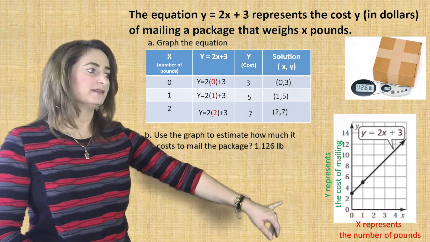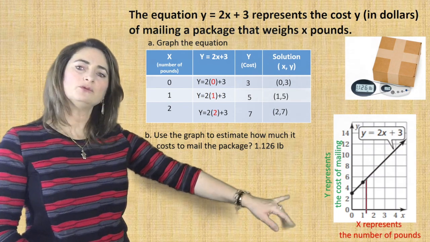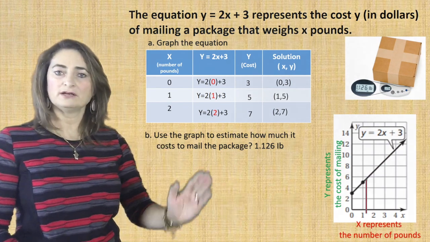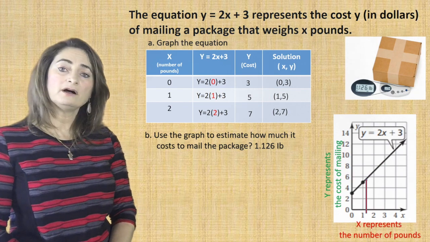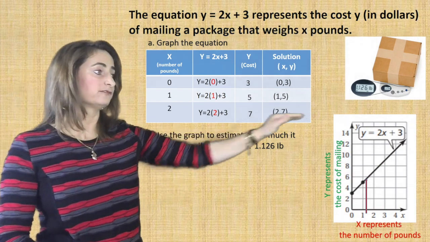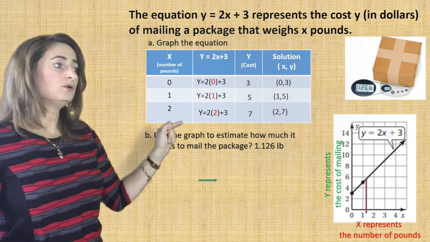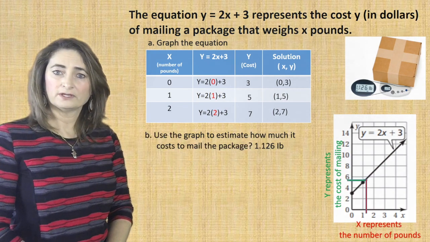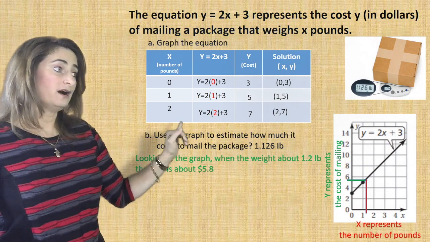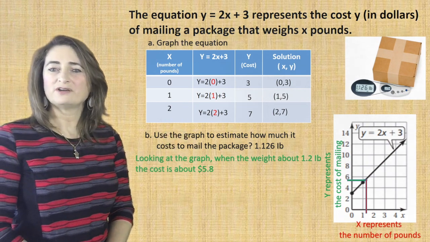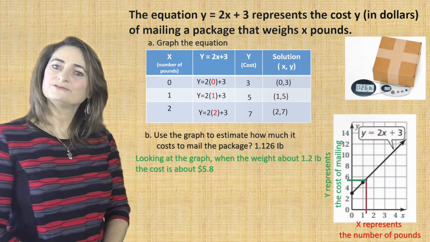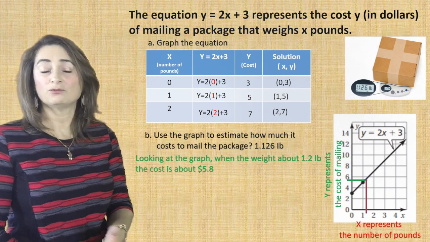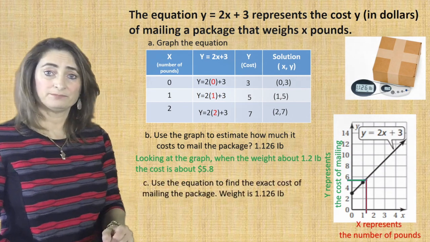So look first at the x-axis at roughly 1.2 pounds. And that's the red line. Stop right on the line of the graph. And then look at the y. Stop exactly where it touches the line of that equation. And it did at 5.8, which means it costs $5.80 to mail the 1.1, or 1.2 as an estimate, pounds.